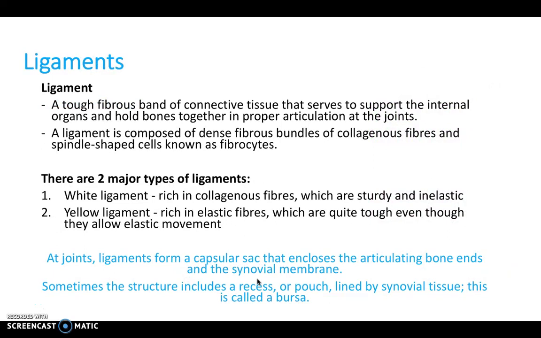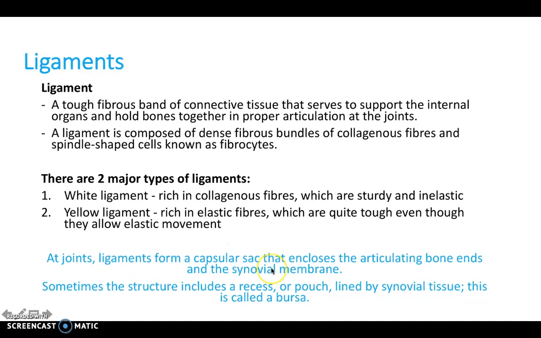Next, we should think about ligaments. So a ligament is a tough fibrous band of connective tissue that serves to support the internal organs and hold bones together in proper articulations of the joint. There are two major types of ligament, and they're white ligaments and yellow ligaments.